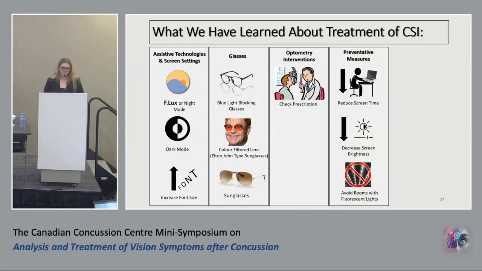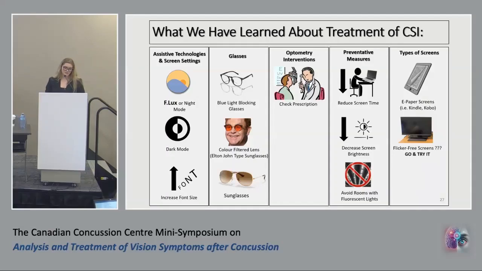We have preventative measures, so reducing screen time, because with computer screen intolerance, if you work past your symptom threshold, that can worsen your concussion symptoms. And so reducing your screen time can help you create a strategy to be able to use your computer screen and take breaks. Decrease screen brightness if you have light sensitivity. Avoid rooms with fluorescent lighting or ambient light.